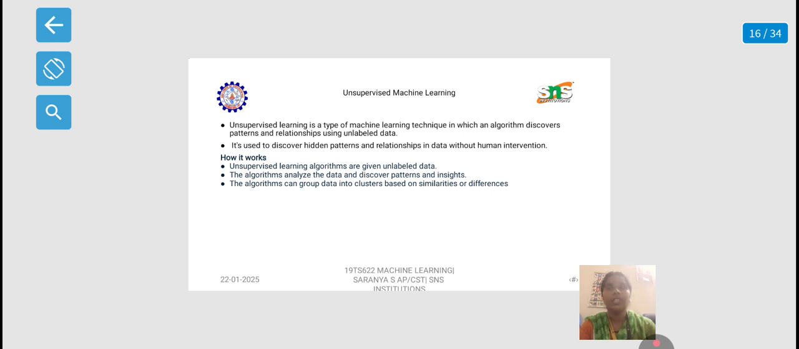Unsupervised learning is the training of a machine using information that is neither classified nor labeled, and allowing the algorithm to act on that information without guidance. Here, the task of the machine is to group unsorted information according to similarities, patterns, and differences without any prior training of data.